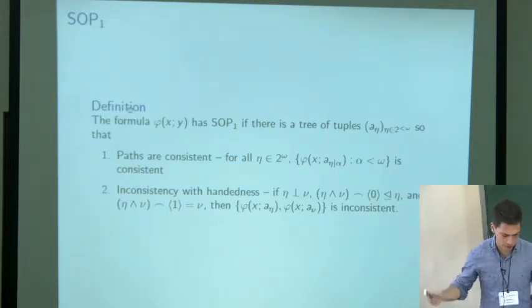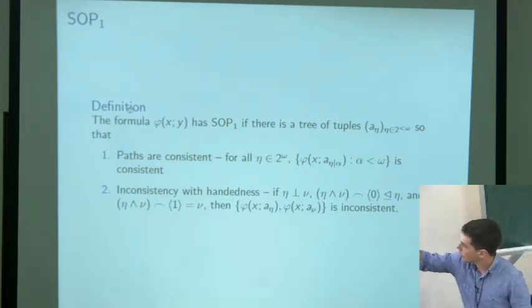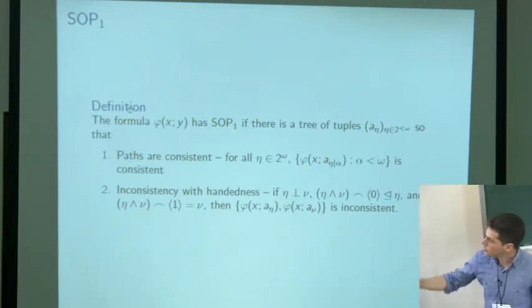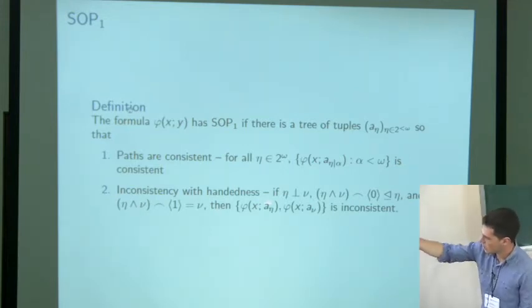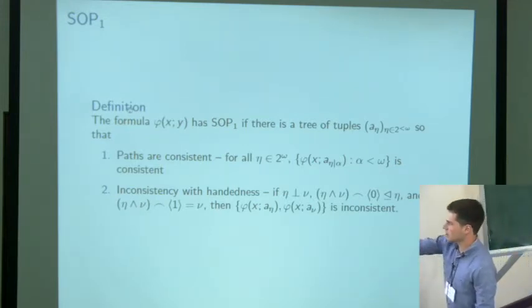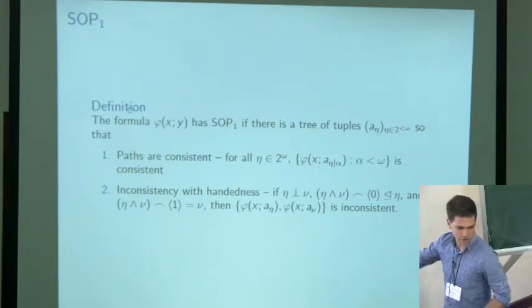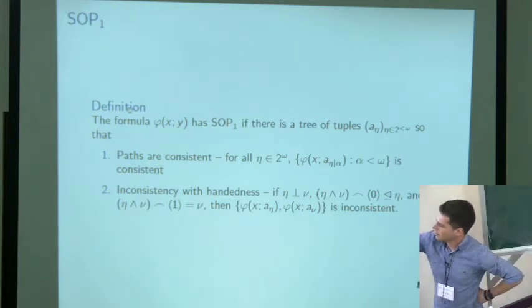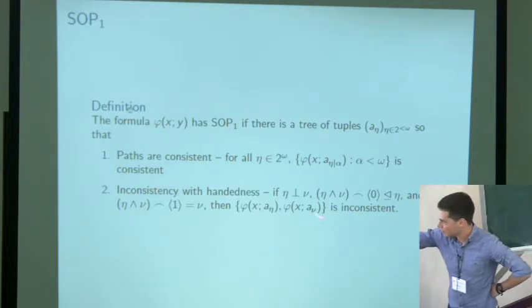All right, so now I want to talk about amalgamation. To do that, I have to define another tree property notion. This one's a little funny. In deference to tradition, I'll stick to the binary tree notation. So paths are consistent, the same situation, but we have this inconsistency with handedness notation. So what does this say? Suppose I've got two incomparable elements. I look at the meet of these two incomparables. Eta extends the meet somewhere to the left, and nu extends the meet by 1 to the right. Then we get something inconsistent.